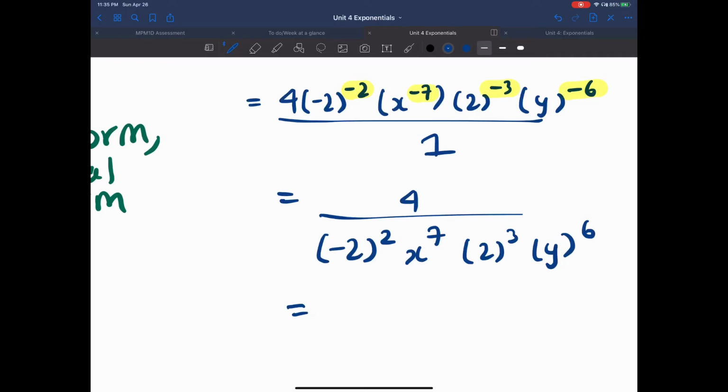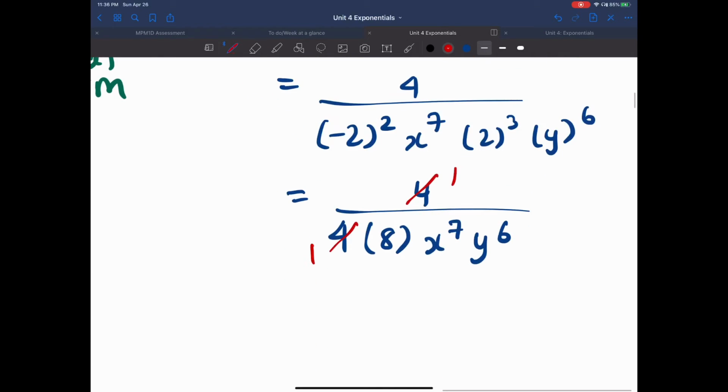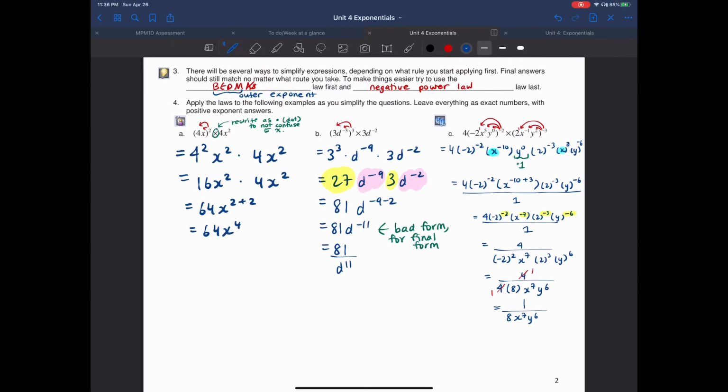As a next step, I'm going to simplify the terms. So -2 to the exponent 2 becomes a 4. The 2 to the 3 becomes an 8. I'm going to put the x to the 7 and y to the 6 beside it. I'm going to cancel out the 4's because 4 divided by 4 is equal to 1. That gives me 1 over 8 x to the 7 y to the 6 as my final answer for 1C.